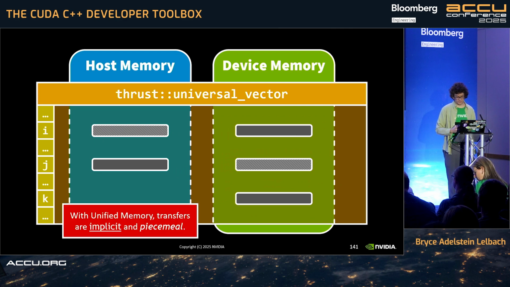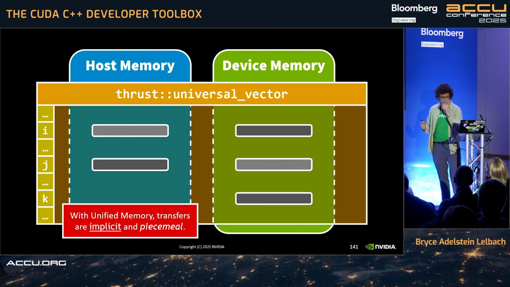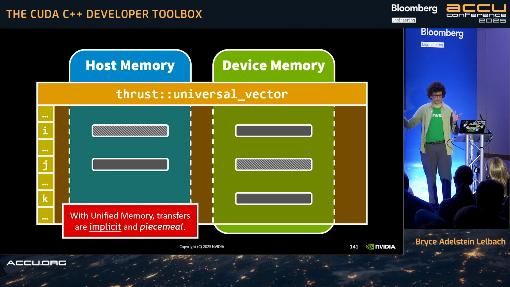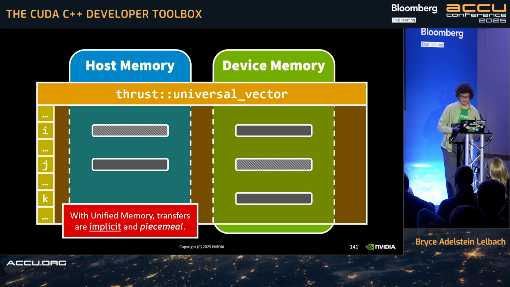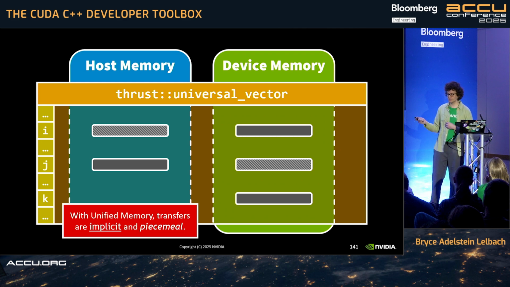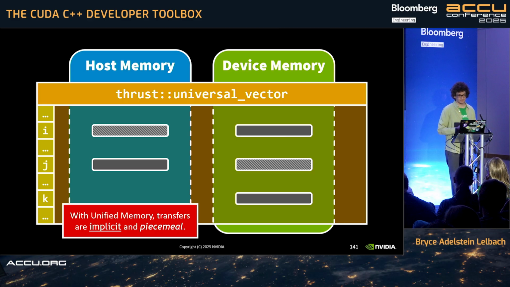With CUDA unified memory, transfers are implicit and piecemeal. This has advantages. It's simpler to program, and it allows you to oversubscribe GPU memory. You can create a universal vector that is the size of your host memory, not limited by the size of your device memory. If we're not accessing the entire contents, if we're doing some sort of sparse access like to a database, then this may be more efficient. However, if we're iterating through the entire vector, it will be less performant to migrate the vector piece by piece instead of doing it all at once.